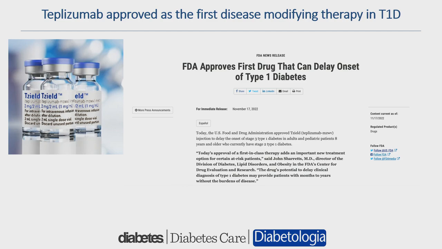So I'm going to change gears and talk about how heterogeneity might impact our clinical trial efforts in type 1 diabetes. And I think that everyone is likely aware that we're in a very exciting time in type 1 diabetes therapeutics with the approval of teplizumab as the first disease-modifying therapy. And this was approved in November of 2022 and has really changed how we're thinking about stratifying individuals at risk of type 1 diabetes, identifying them clinically, and then treating them potentially with this agent.